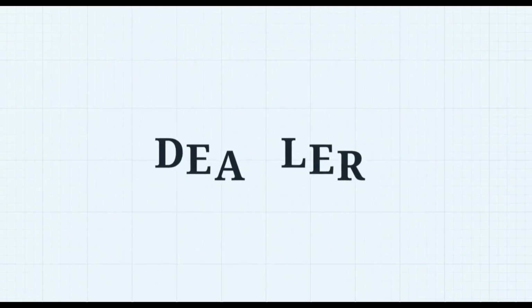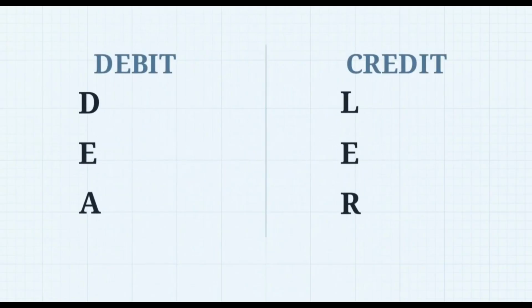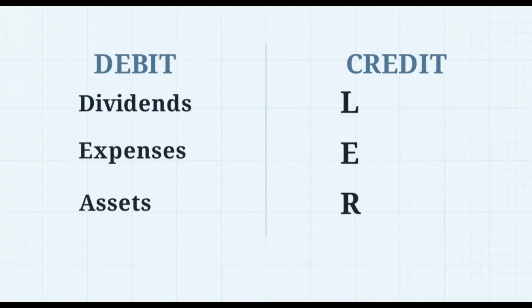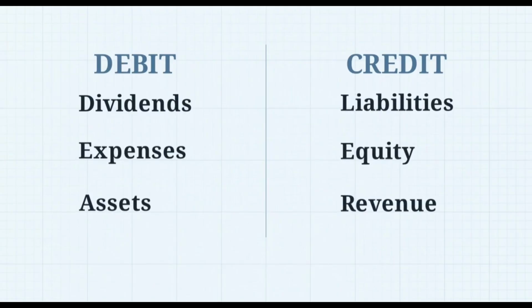This matrix breaks down a foundational framework called DEALER. It separates your accounts into two distinct categories to handle double-entry bookkeeping. On the left are your normal debit accounts: dividends, expenses, and assets. On the right are your normal credit accounts: liabilities, equity, and revenue. When you make a $100 sale, the transaction routes through the framework. You record a $100 debit to your assets because your cash increased, and an equal $100 credit to your revenue.